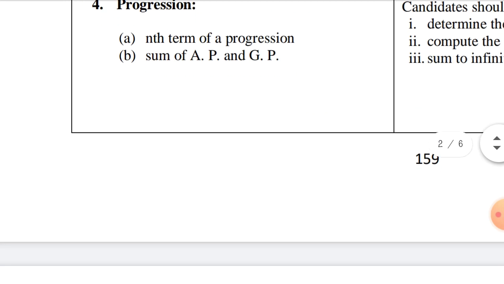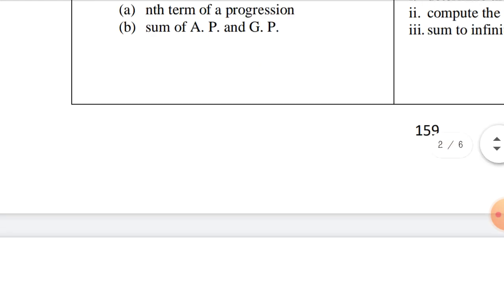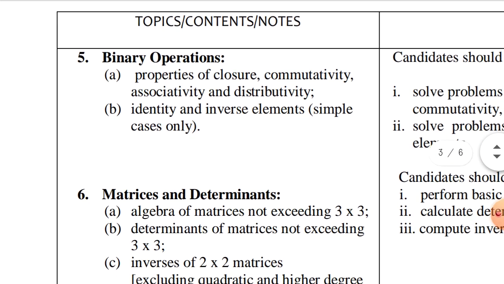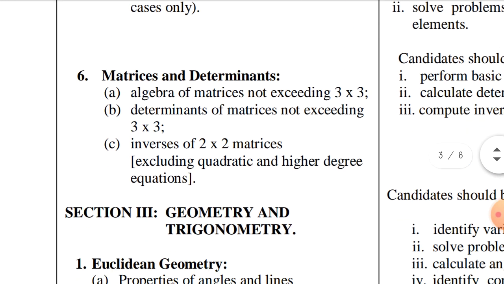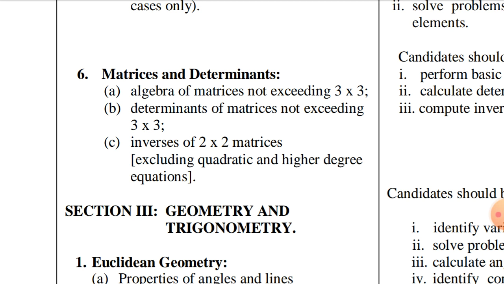Then we have progression, which involves the nth term of a progression, the sum of arithmetic progression and geometric progression, that is AP and GP. The next topic under the second section is binary operations. Then the sixth topic is matrices and determinants.